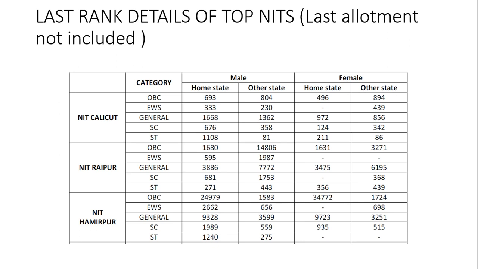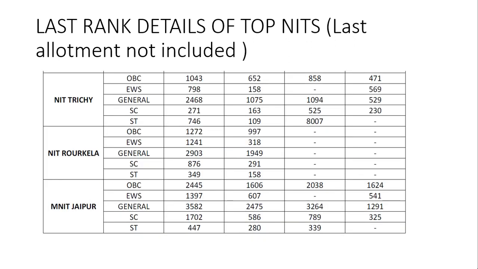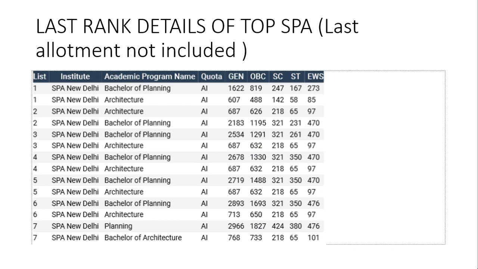Now coming to the last rank details of top NITs, here we are provided with NIT Calicut, NIT Raipur, NIT Hamirpur with all the categories. You can check all the last rank details. Continuing with that, NIT Patna, NIT Trichy and NIT Rourkela. This is the last rank details for top SPAs with the general, OBC, SC/ST categories. You can pause the video and check the last rank details.